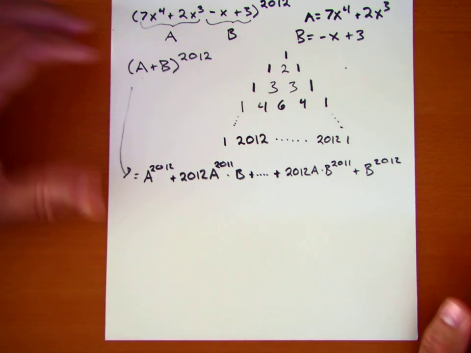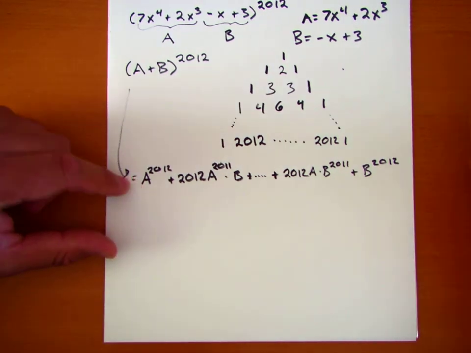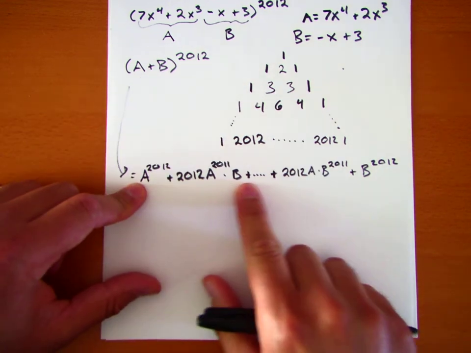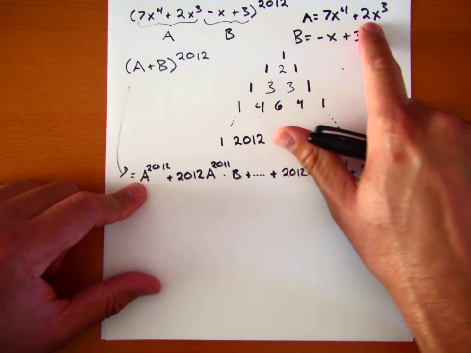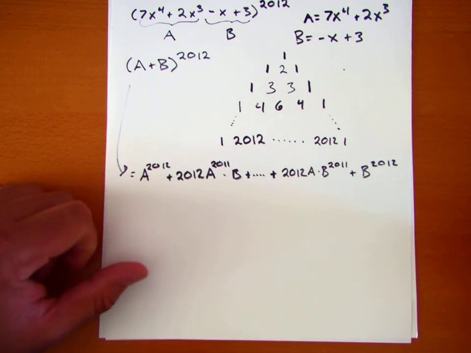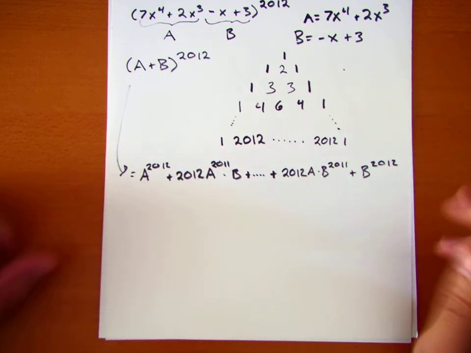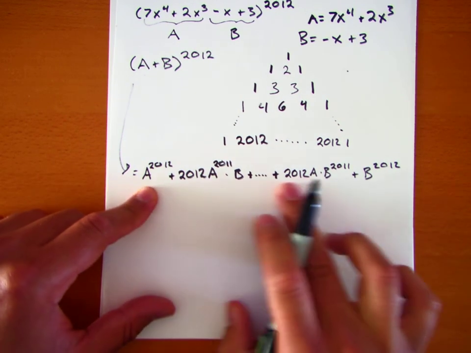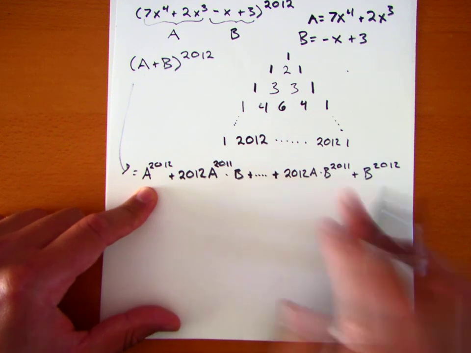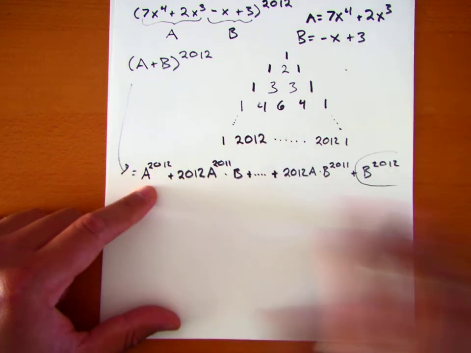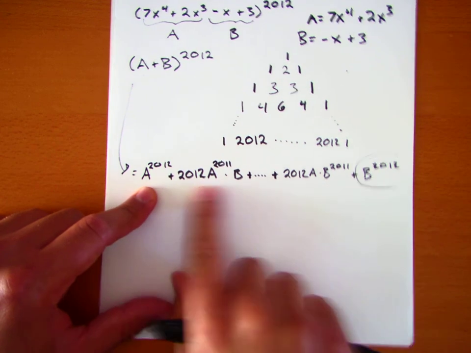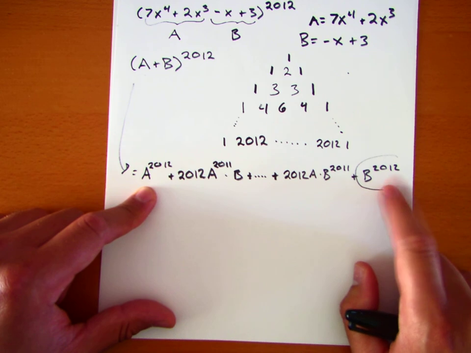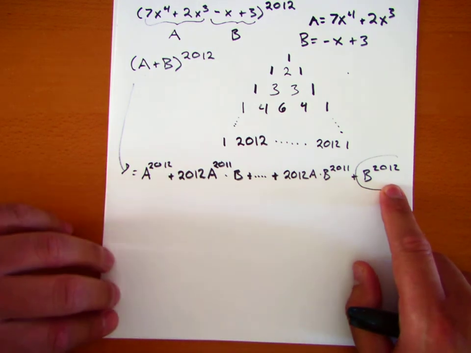Now remember what A is. A is 7x to the fourth plus 2x to the third, which means that anything multiplied by really any power of A is going to give you a bunch of terms with x's that have a higher power than 1. And remember, we're interested simply in the coefficient of x to the first. The only place we're going to find an x to the first in all of this crazy multiplication is the last term. Everything else is going to be at least x to the third power. So the only term we're really interested in is this last term, B to the 2012.